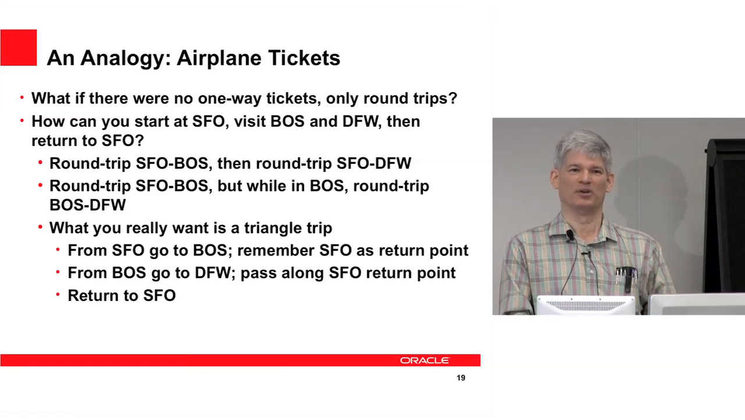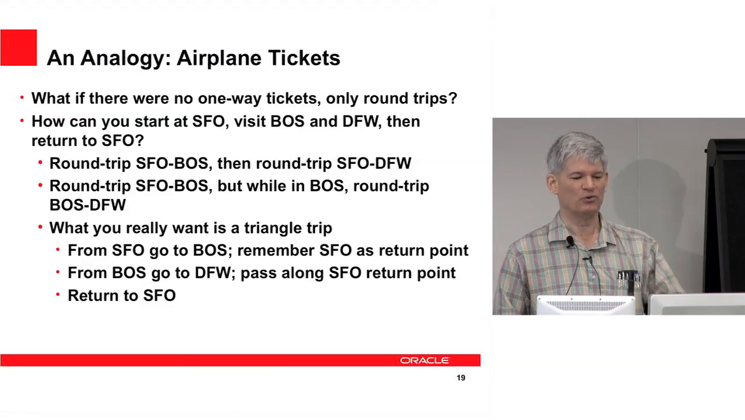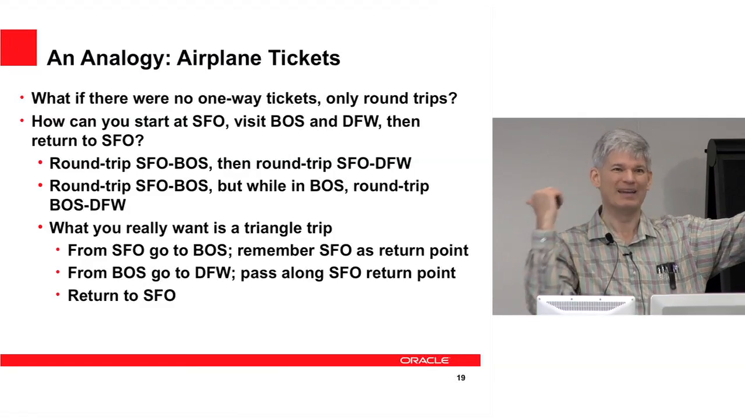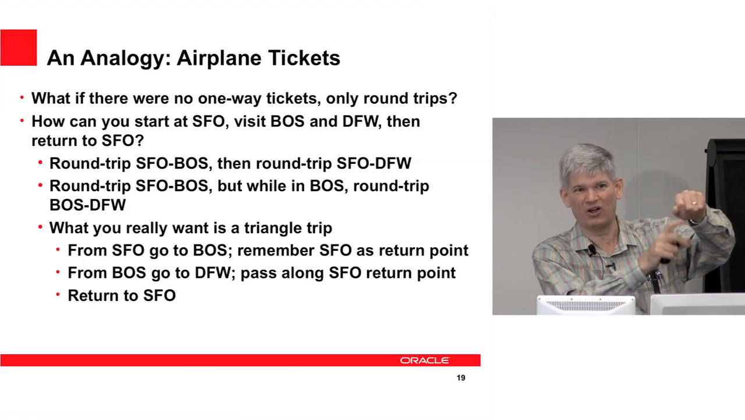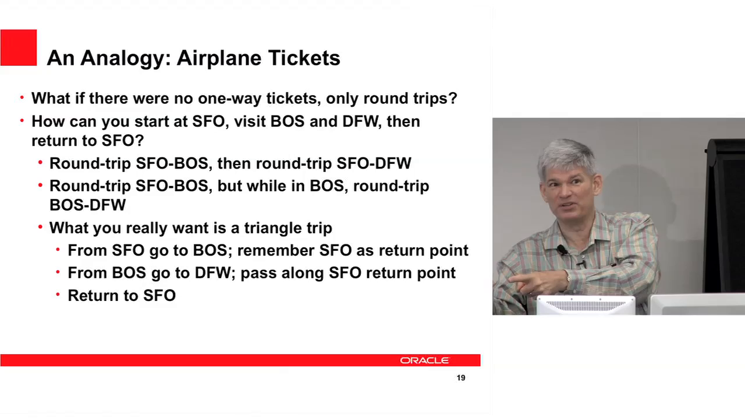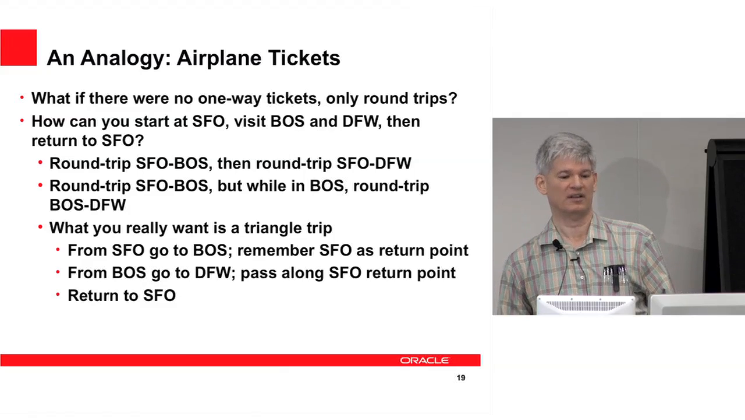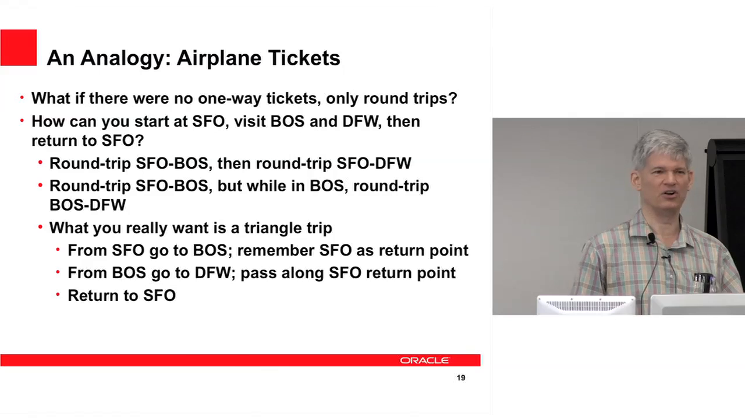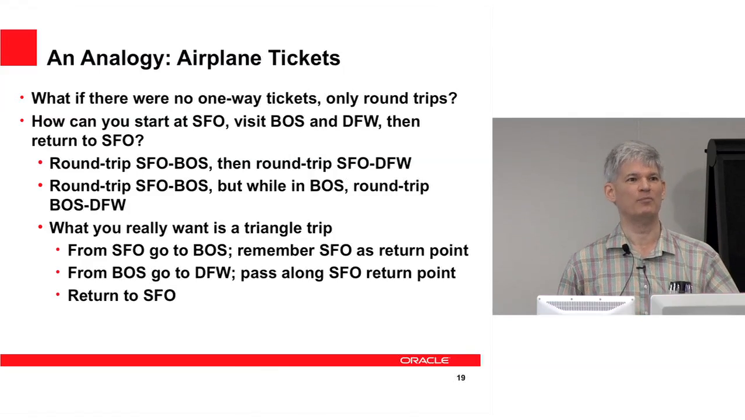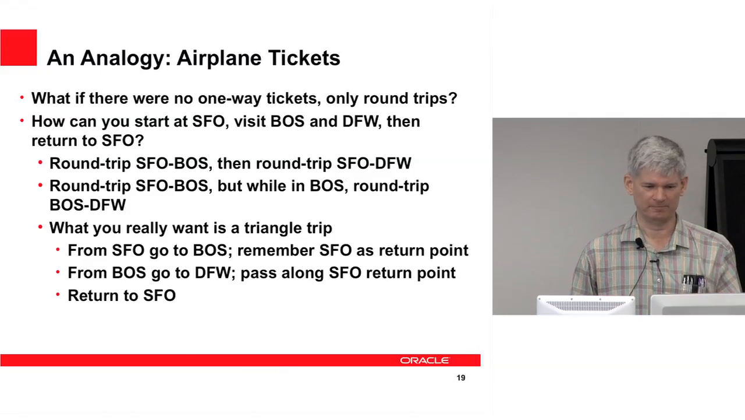In this case, what you really want is a triangle trip. From San Francisco, go to Boston, and remember that you want to get back to San Francisco. Now from Boston, go to Dallas-Fort Worth, and pass along the fact that San Francisco is your return point. You don't care about Boston anymore. And then finally return to San Francisco. This is a precise analogy for what you're doing with tail calls. It's not what you want to do all the time, but when you do want to do it, it's really important.